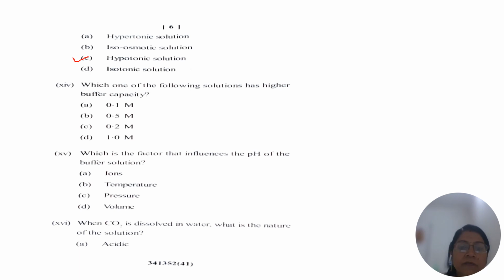Then which one of the following solutions has higher buffer capacity? High buffer capacity, denoted as beta, can be written as the concentration of the added acid or base, whatever the concentration of the acid and base, divided by the change in the pH.